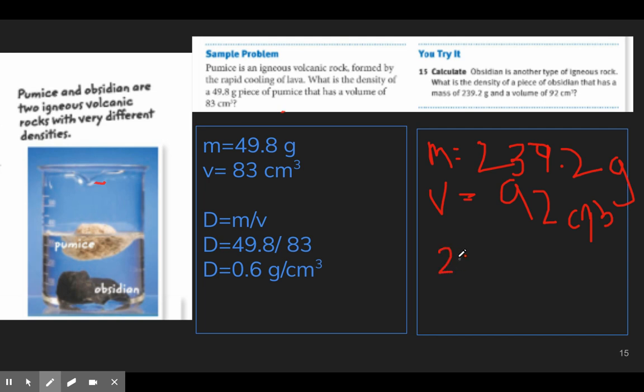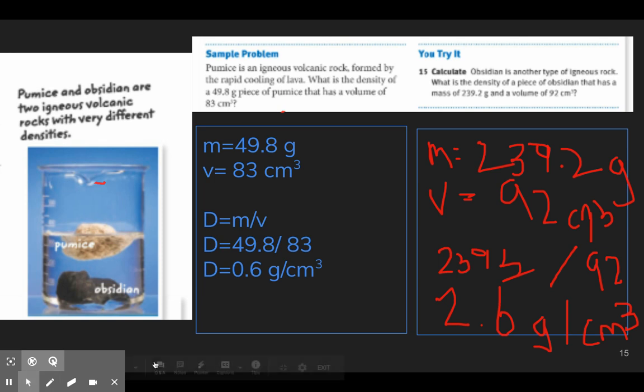All right, so I'm not going to rewrite the formula, but we're going to do mass divided by volume. So we're going to do 239.2 divided by 92. And when I do that, I get, whoops, I typed in the wrong number, 239.2 divided by 92, and I get 2.6. So my density is 2.6. My units are grams per centimeter cubed. All right, and this has a density of more than 1, which makes sense because it sinks.